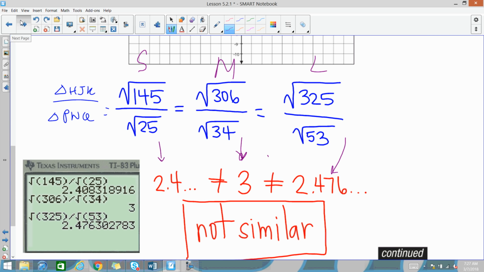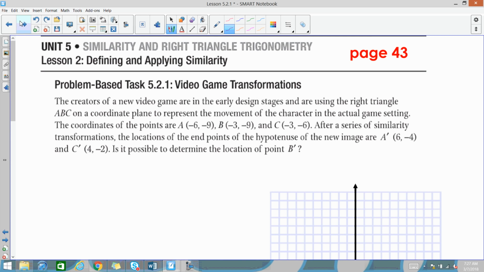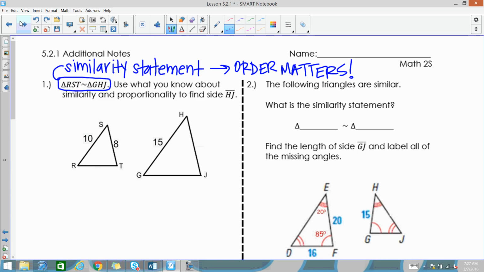All right, so here we go. What I want you to do, and you should have already gotten this paper, is we're going to do 2 more problems, all right? This is your additional notes. So now sometimes I'm going to ask you to find side lengths. Now that takes a lot of time, so I'm not going to ask you many of those, but I'm going to actually give you side lengths.